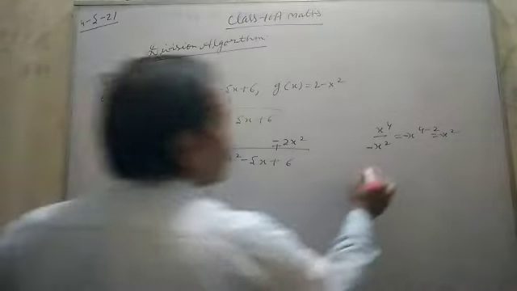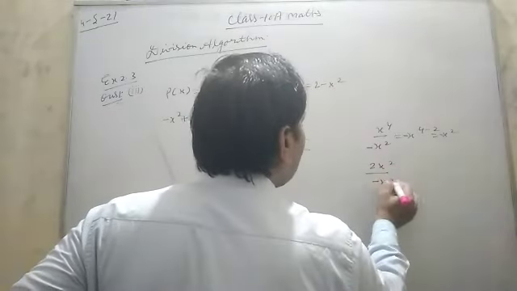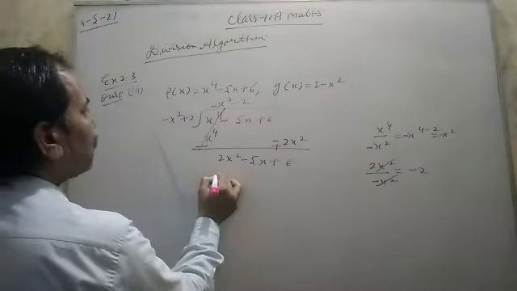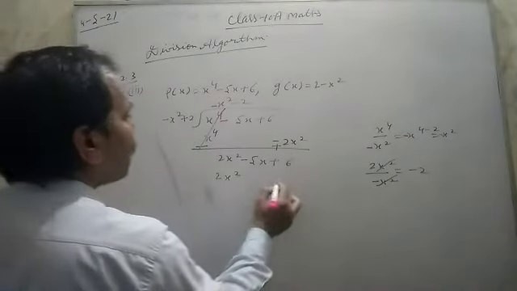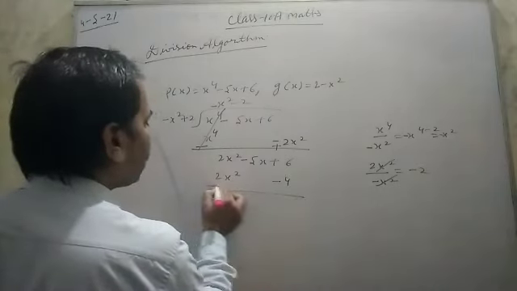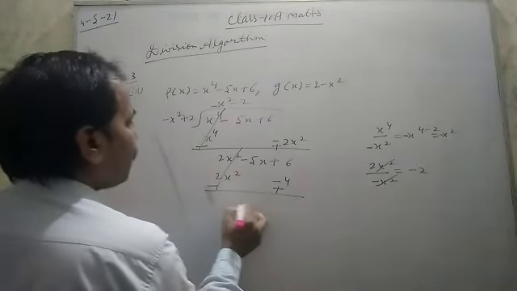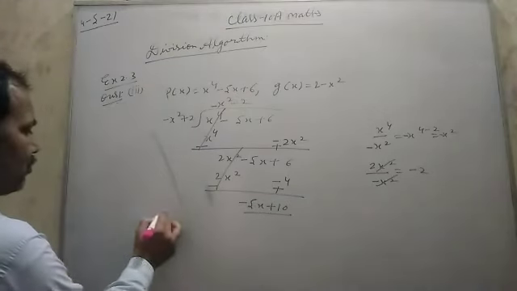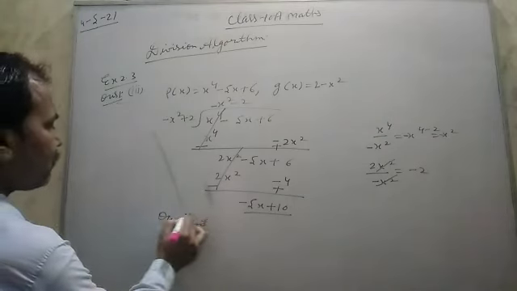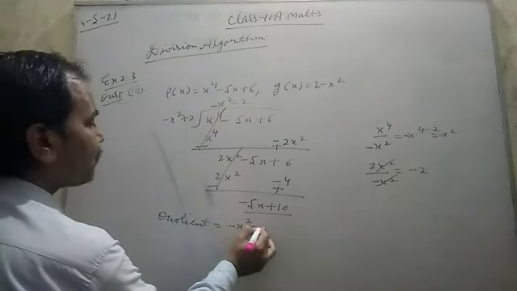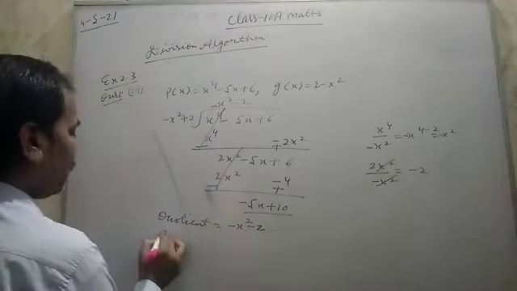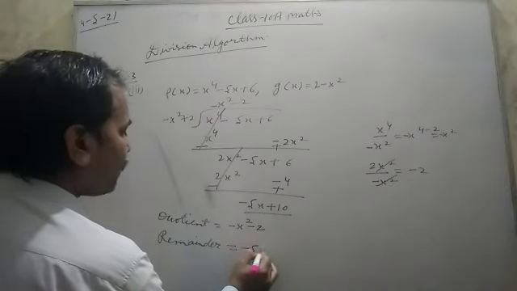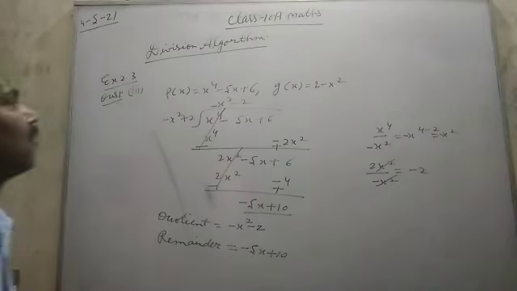So now 2x square divided by minus x square, so minus 2. Okay. So this 2x square minus 4. Subtract it. Okay. So minus 5x plus x. So the quotient is minus x square minus 2 and the remainder is minus 5x plus 10. Okay.